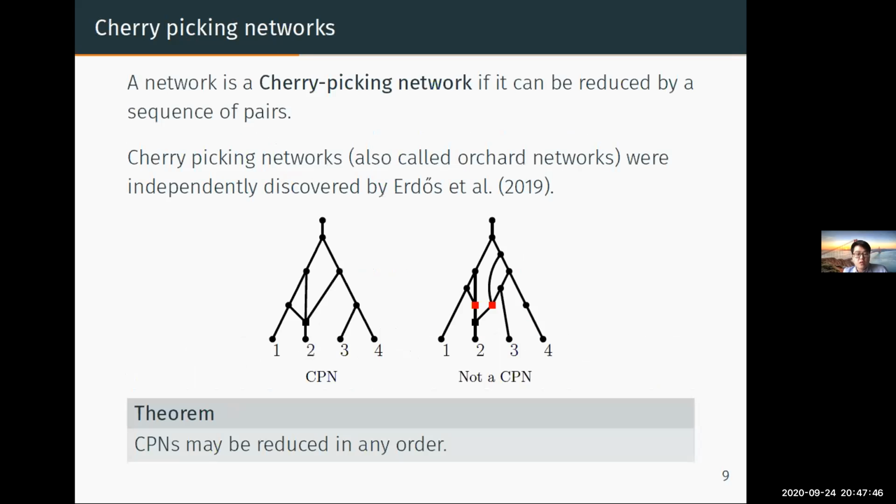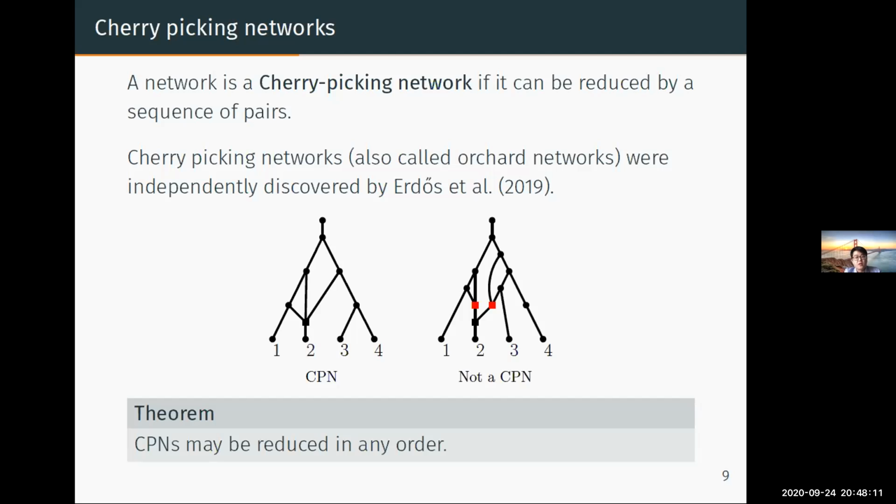So the question is, can all phylogenetic networks be reduced by some sequence of pairs? And the answer is no. So this gives us a class of networks. And we say that a network is a cherry-picking network if it can be reduced by a sequence of pairs that we just described above.